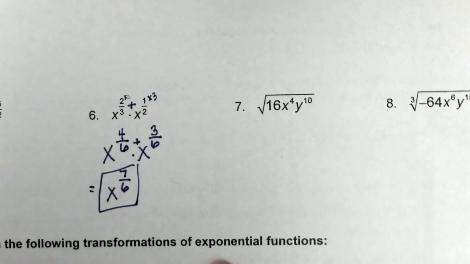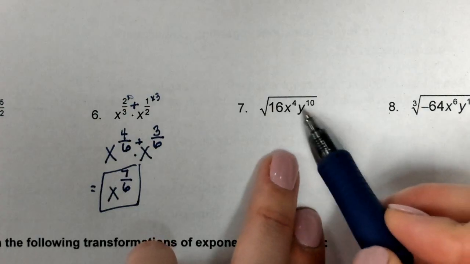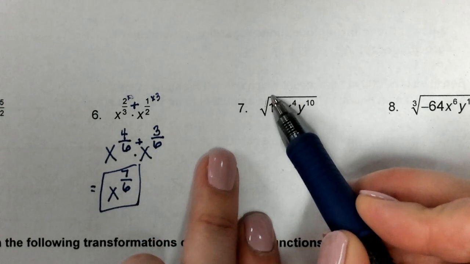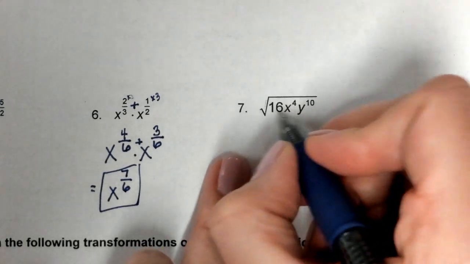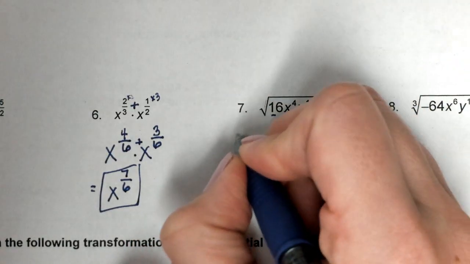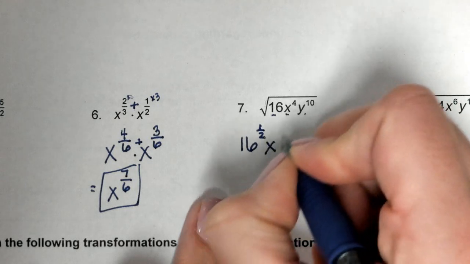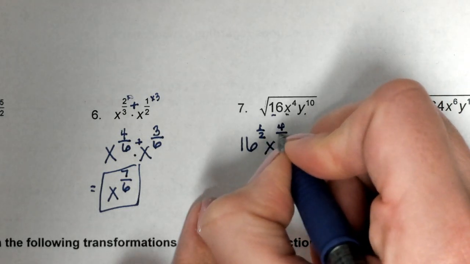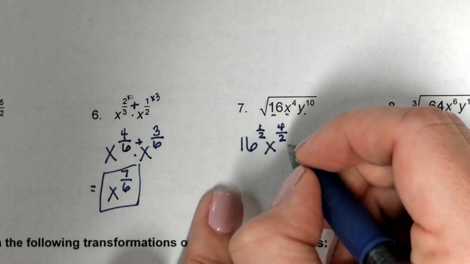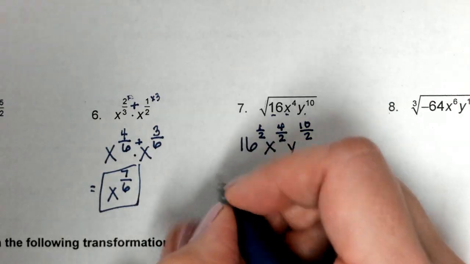Okay, moving on to number 7, I see we have a radical with exponents. So here we need to realize that this square root is the same as a power of 1/2. And all of these are going to be taken to the 1/2 power. So I'm going to have 16 to the 1/2 power, x to the 4 over 2 power, because 4 represents the numerator, 2 is the denominator, and y to the 10 over 2 power. Now I just simplify.